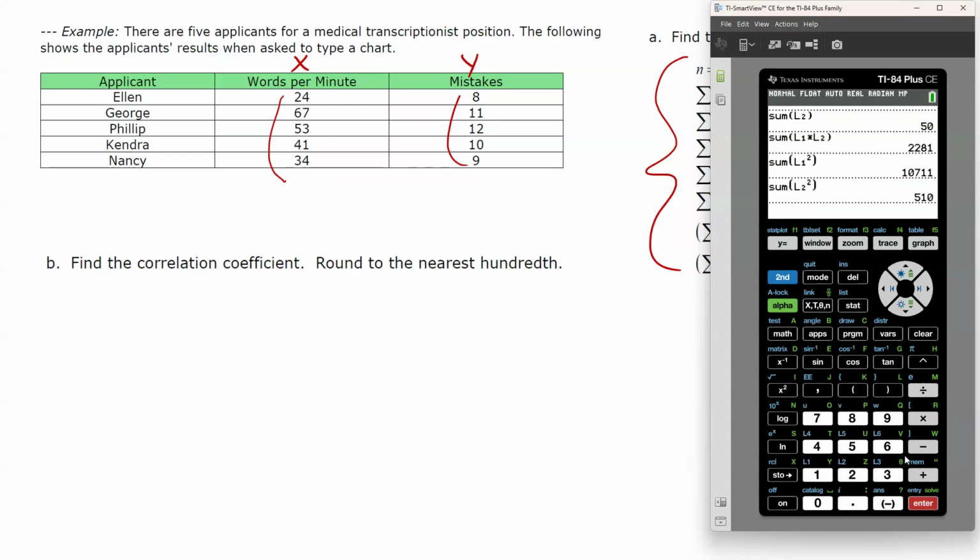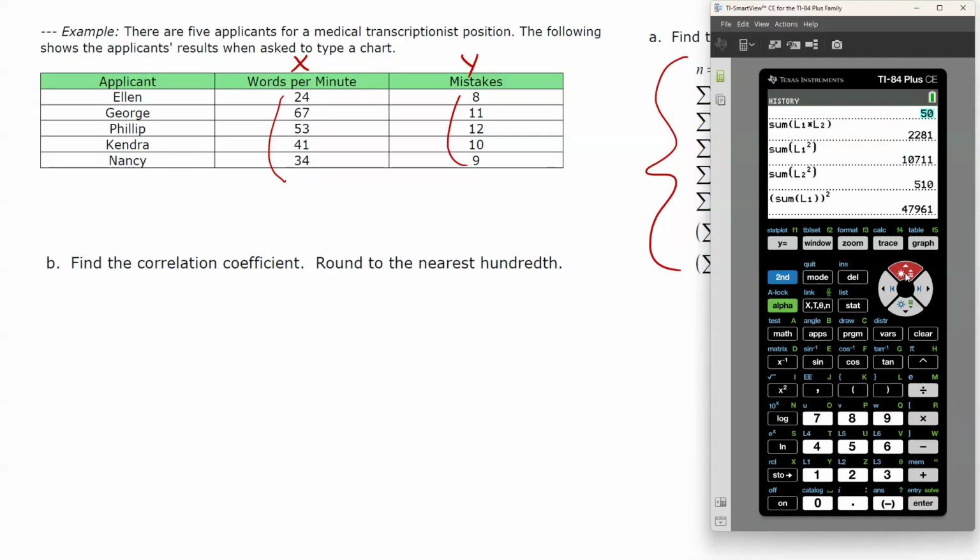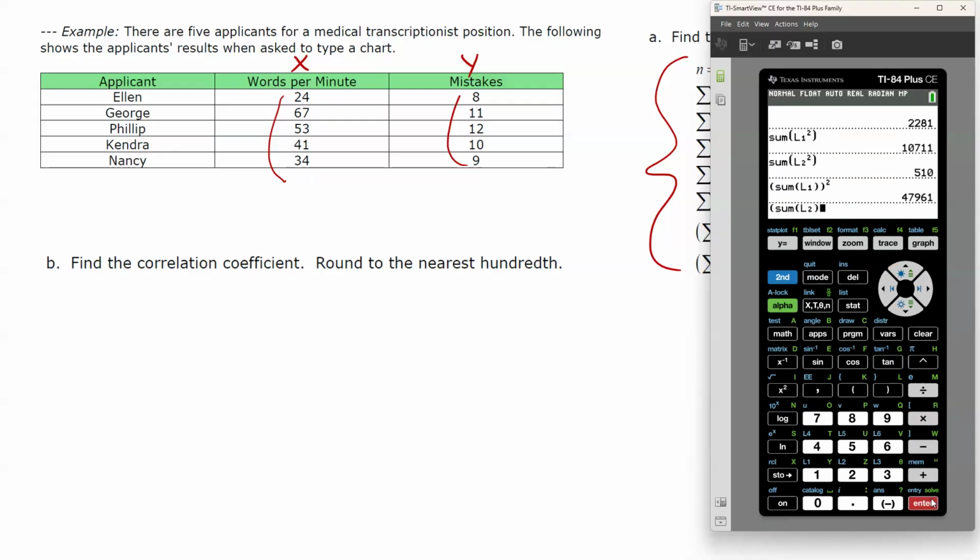Then I want the sum of x, squared. So I already found that value. That was all the way up here, so I'm going to go grab it. Put that in parentheses, squared. Then I want to do the same thing for y, so that would be my list 2. I scroll up, grab it, bring it down, and square. Okay, and so these are all the same values that we got if we were to have done it by hand. So now we need to find the correlation coefficient.